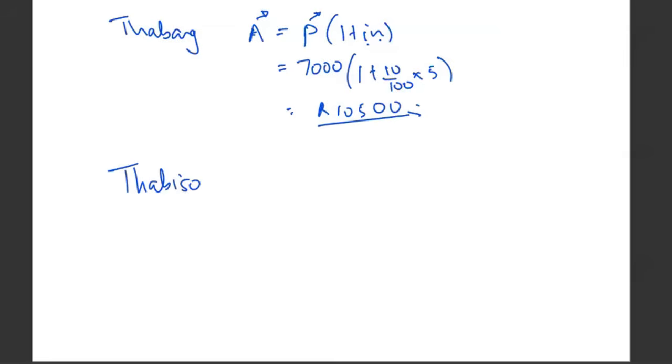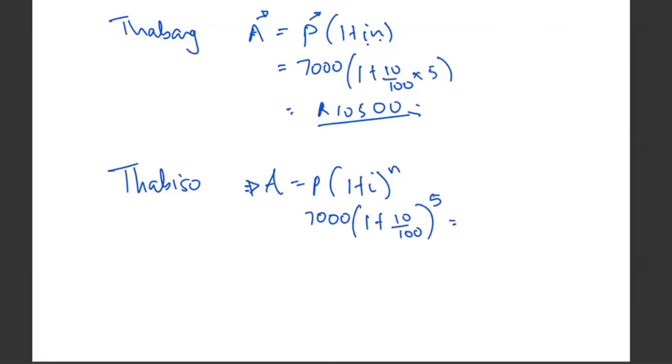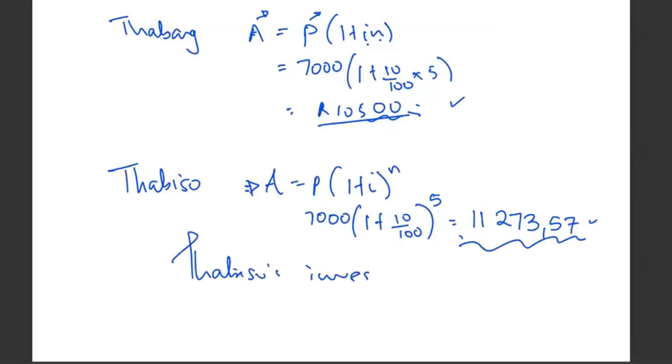Then we go to Tabiso, which is the compound interest. And that compound interest is P, 1 plus i to the exponent of n. It's 7,000 into 1 plus 10 over 100 to the exponent of 5. When you substitute that into the calculator, we are getting 11,273.57. Now, given the fact that the final amounts or the accumulated values are different, this amount is higher than this one, meaning that Tabiso's investment will earn more interest. So that is our 1.1.